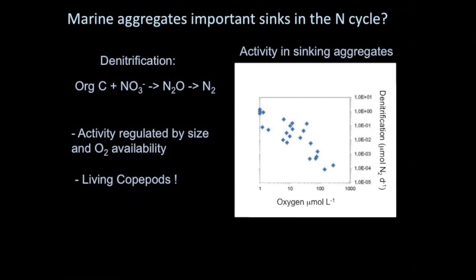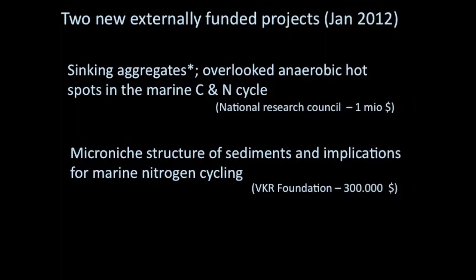Well, that's interesting because in the anoxic aggregate we could certainly have other processes ongoing, like denitrification, where the precious nitrate used by the primary producers is converted into dinitrogen and lost from the system. The activity is regulated mainly by the size and the oxygen availability around the aggregates. And we're even including now, and you'll hear more about that later today when Torkel talks, living copepods in these assessments. And these preliminary data have just led to two very recently newly funded projects that will join the center in January 2012, where we're going to look into how important these sinking aggregates are for the marine carbon and nitrogen cycle, and to what extent, when these aggregates settle at the seabed, they transform the nitrogen cycle in the sediment.